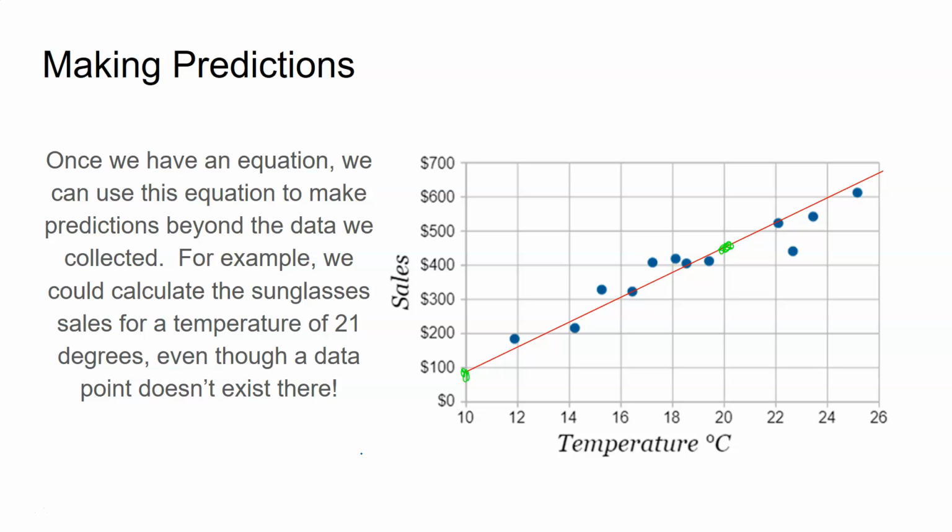Once we have an equation, we can use this equation to make predictions beyond the data we collected. For example, we could calculate the sunglasses sales for a temperature of 21 degrees, even though a data point doesn't exist there. That's probably better than us just trying to estimate what that new blue point would be, although it would be about 21, maybe 490. But my equation will give me a much more accurate point, and we'll talk about that during next class.